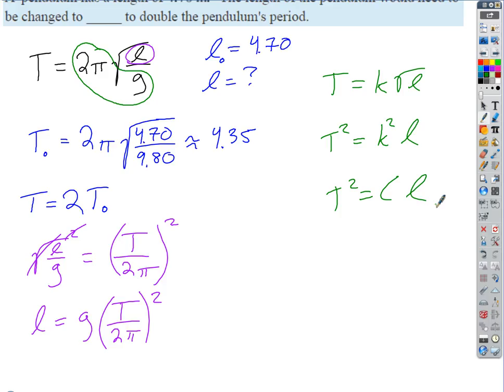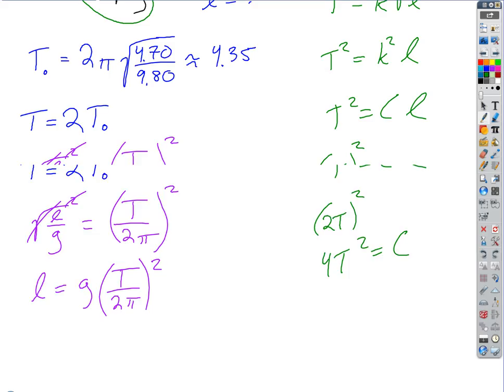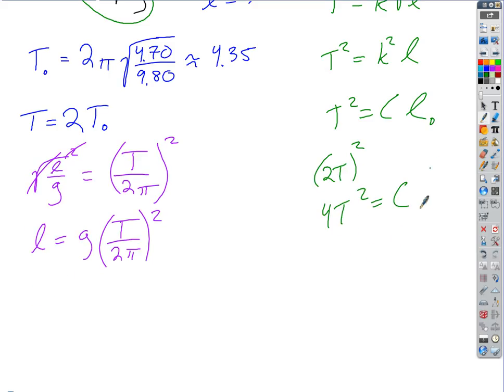So if I'm doubling t, look what we get. 2t squared is going to give me what? That's going to equal 4t squared. That's going to equal c times my new length. Well, what is that? That's 4 times t squared, and t squared was c times my original length, wasn't it? So it's 4 times what I started with.